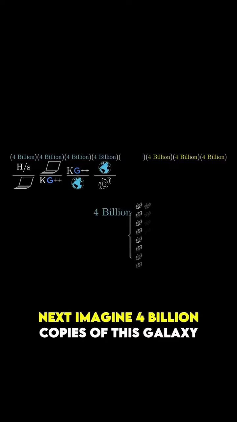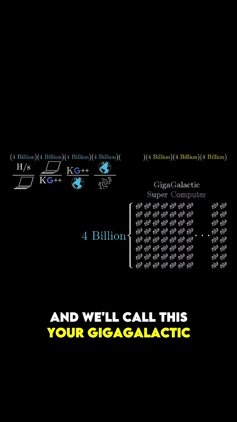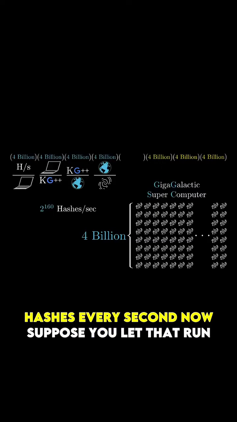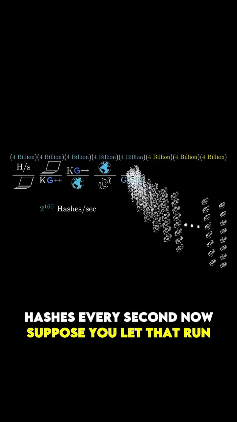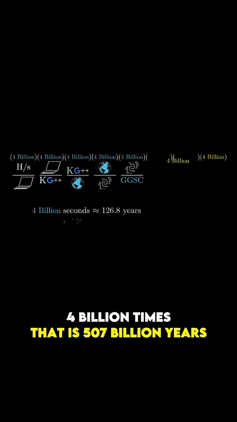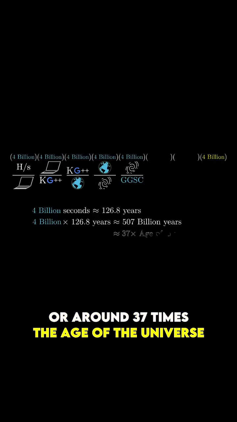Next, imagine 4 billion copies of this galaxy, and we'll call this your gigagalactic supercomputer, running about 2 to the 160 hashes every second. Now suppose you let that run for 4 billion seconds, which is about 126.8 years. 4 billion times that is 507 billion years, or around 37 times the age of the universe.